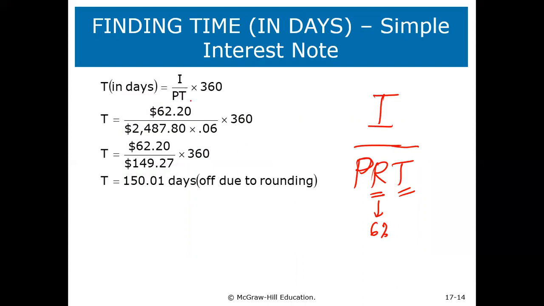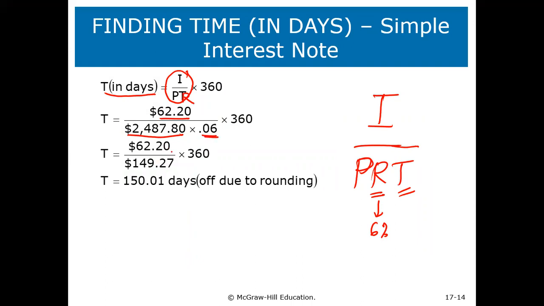So we're computing for the time in days. We just use I over PR. The interest is 62.2. The principal we know is 2487.8. This should be R, sorry about that. And the rate is 6%.